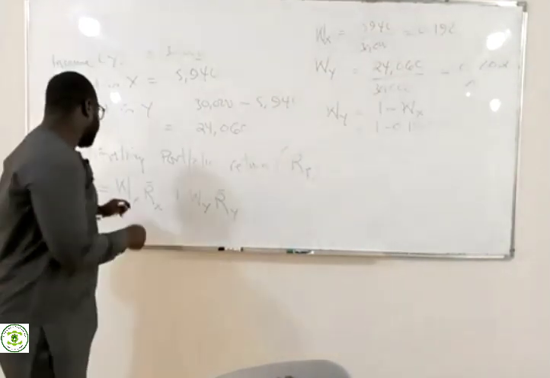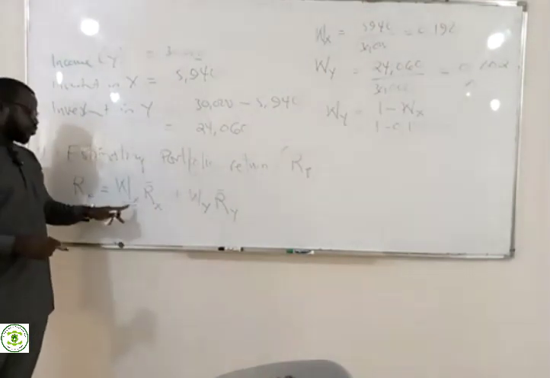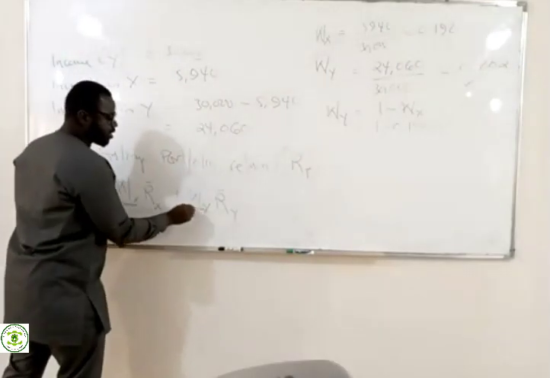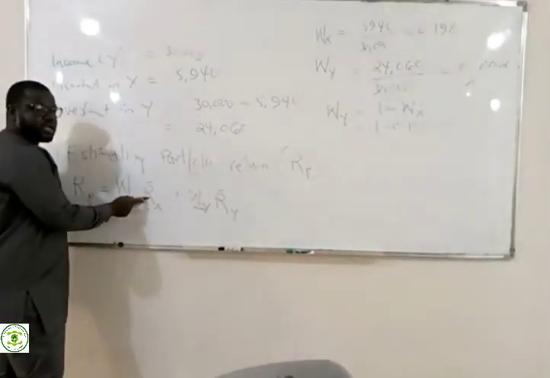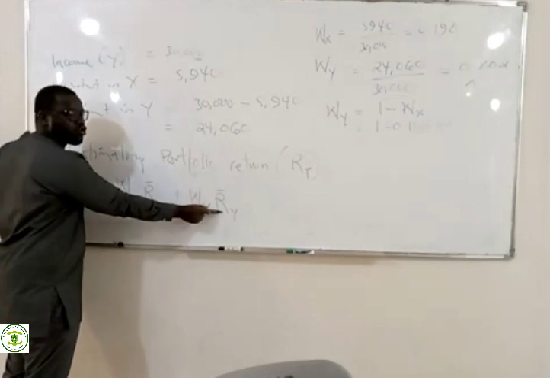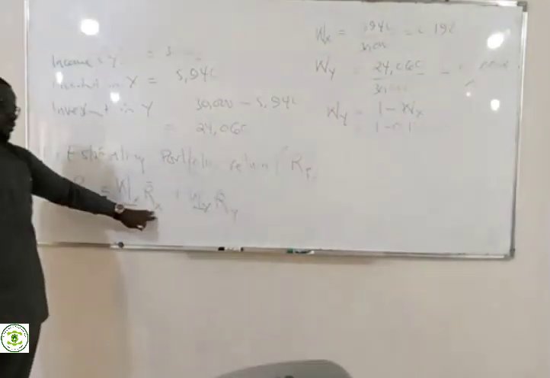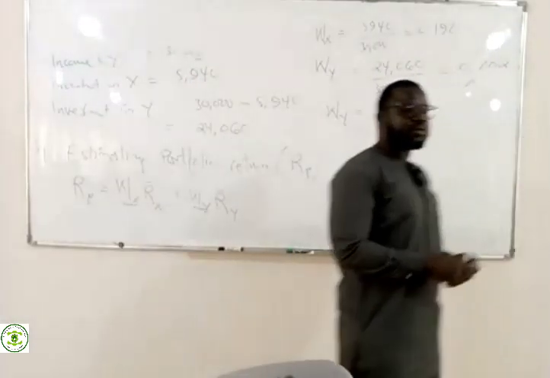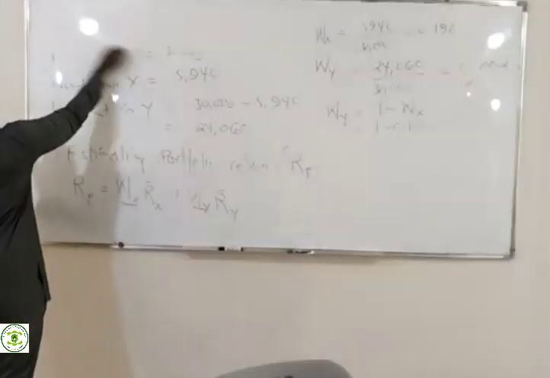So now we have this one, the proportion or fraction spent on X. We also have this one, the fraction spent on Y. What we don't have is the return on X and the return on Y. So we calculate the average return on X and average return on Y using the table. So I'm going to cancel this side.